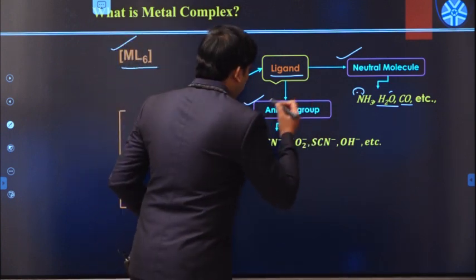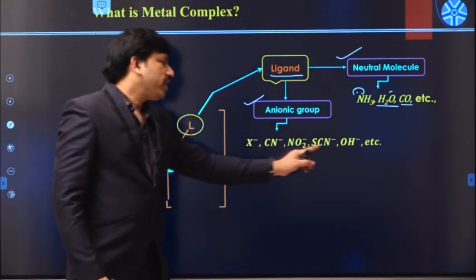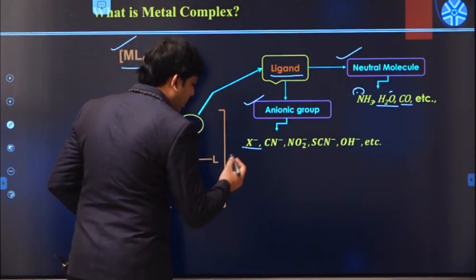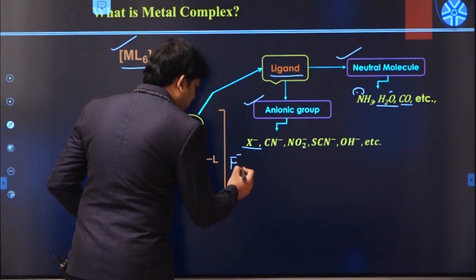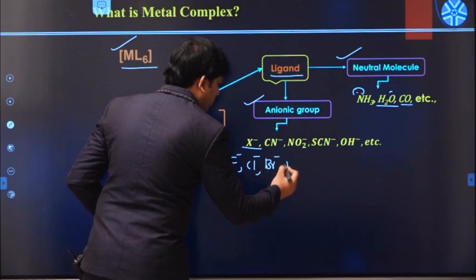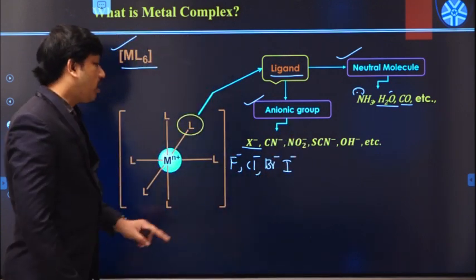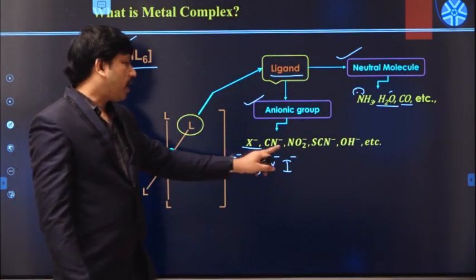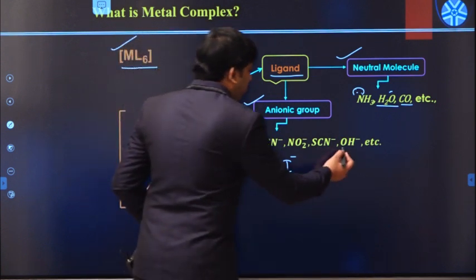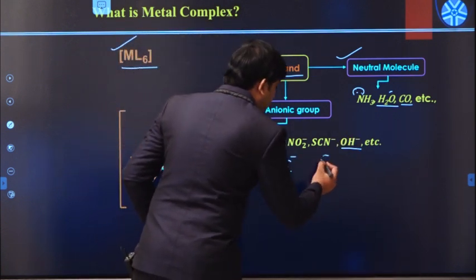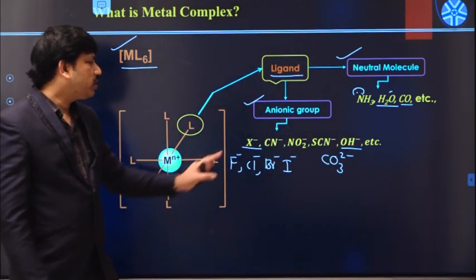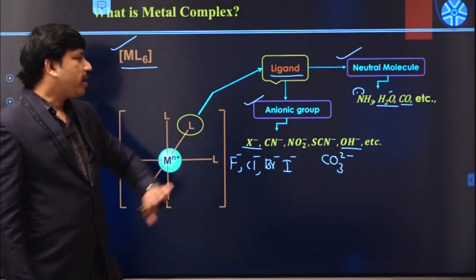And coming to the anionic ligands, these are some of the examples. X minus means halide anions like F minus, Cl minus, Br minus, I minus, or cyanide anion CN minus, or nitrite anion NO2 minus, SCN minus thiocyanate anion, and hydroxide anion like OH minus, or even carbonate anion like this. All these are examples of anionic ligands.